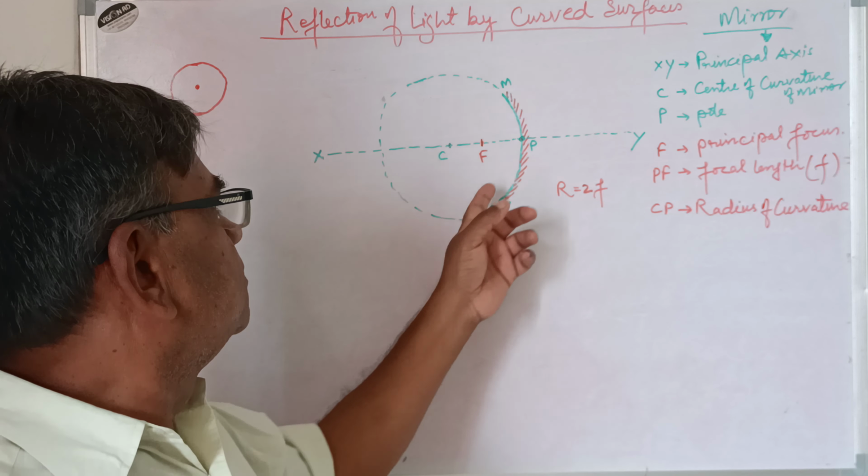When it strikes the mirror at this point, as per rule 1 for concave mirrors, this parallel ray after reflection will pass through the focus. This is the reflected ray, in green, and this is the incident ray. I am trying to make the image of this point, the upper head of the object, and the bottom of the object similarly.